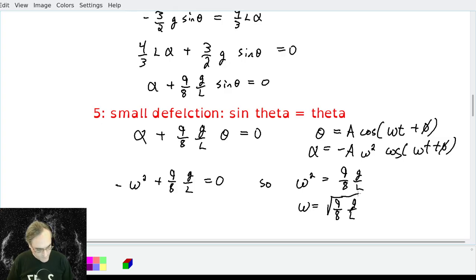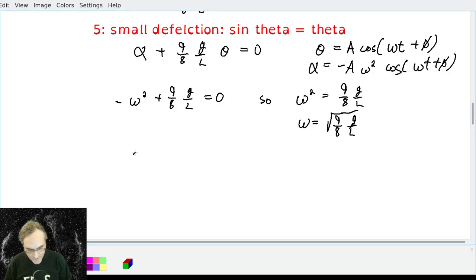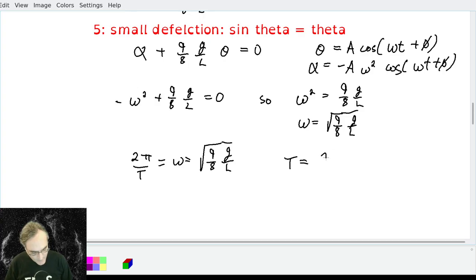And we were asked to find period. 2 pi over the period is omega, which is equal to the square root of 9/8 g over L. So the period must be equal to 2 pi, the square root of 8L over 9g. I think that's it anyway.